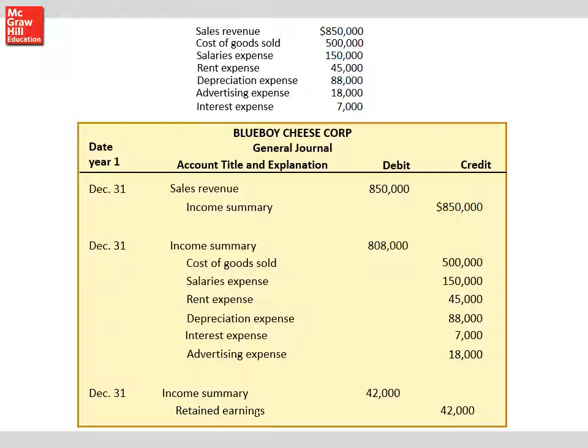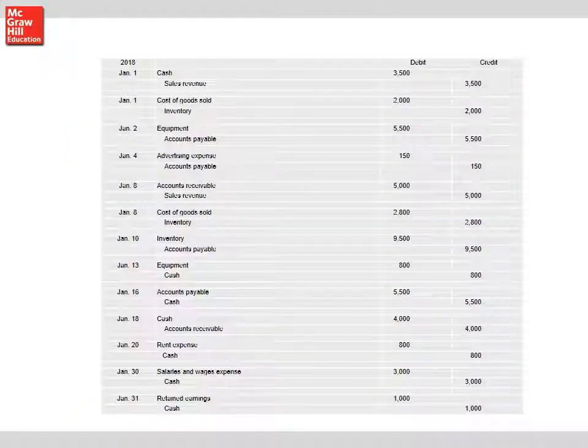Okay, so let's look at a comprehensive problem. So now this is problem 2-2. It is in your book, and these are all the journal entries related to 2-2. So we've seen some of these. I'm just going to go through them quickly, and like I said, if you have questions, you could post them out on the discussion board.